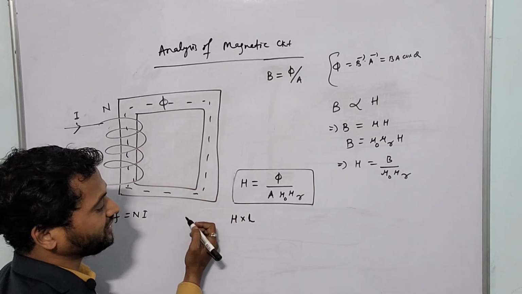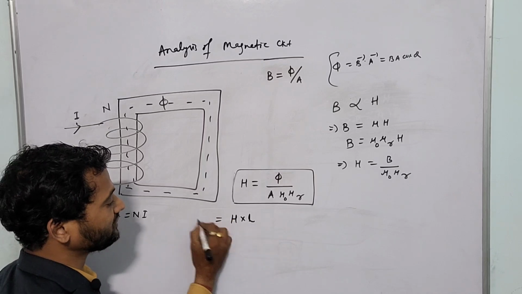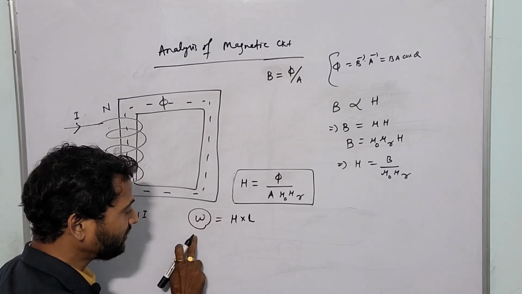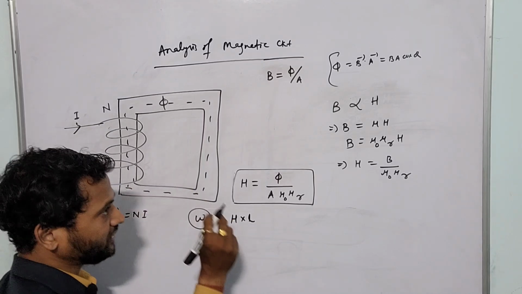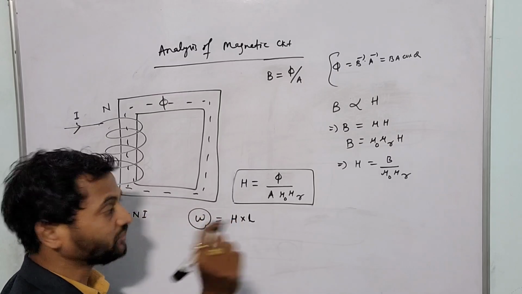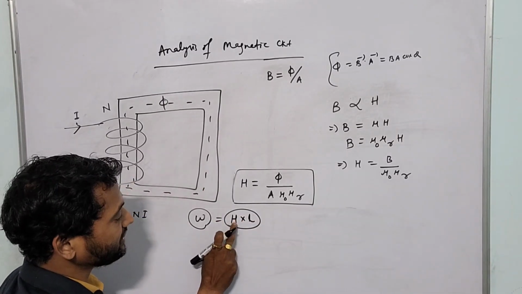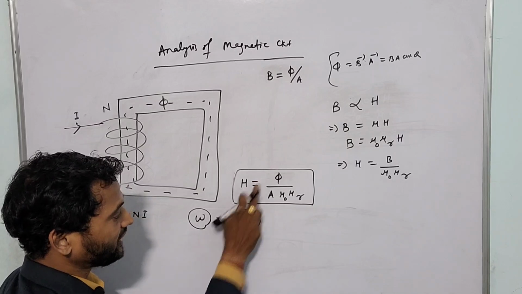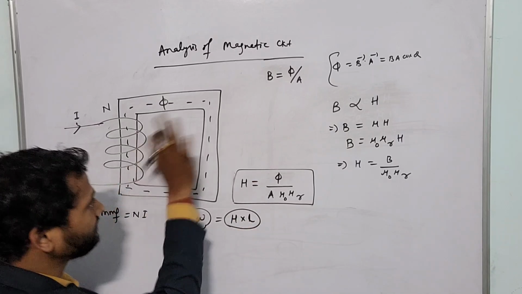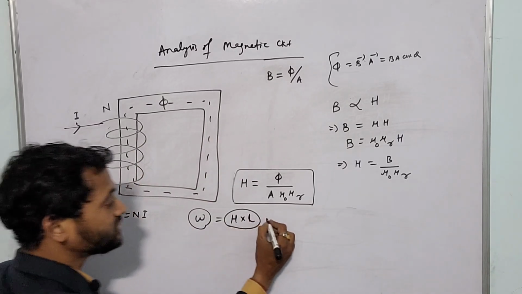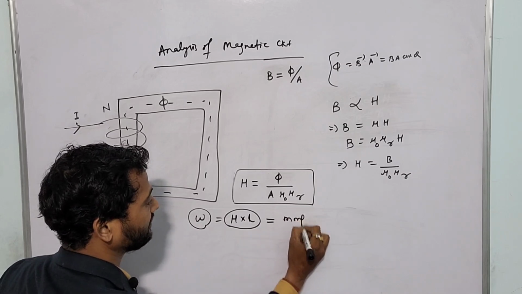L क्या होता है? Length of the circuit. So force into length is work done. So मतलब the amount of work done by shifting a unit north pole from one point to other point inside the magnetic circuit is nothing but H into L. H is the magnetizing force, L is the length of the magnetic circuit, which will be equal to mmf.